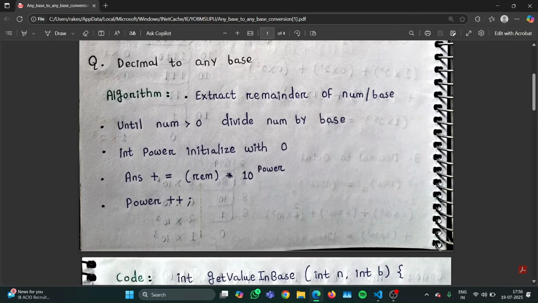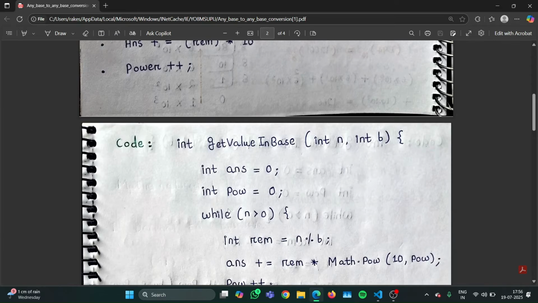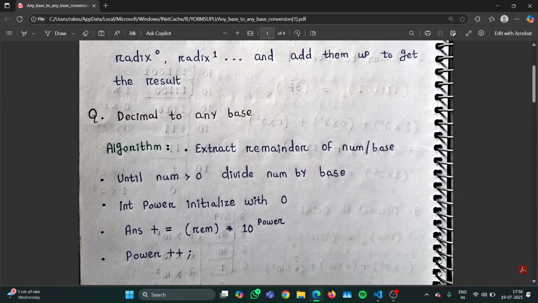To convert decimal into any given base, we have to divide the given decimal number by the base of the number system that we are trying to convert it into, then extract the remainder. At every step, extract the remainder until the number is equal to 0. Then multiply the remainder with the place value. What is the place value? Place value is the power of 10, because we are trying to convert from decimal. So that is our simple logic to convert any decimal number to any given base.